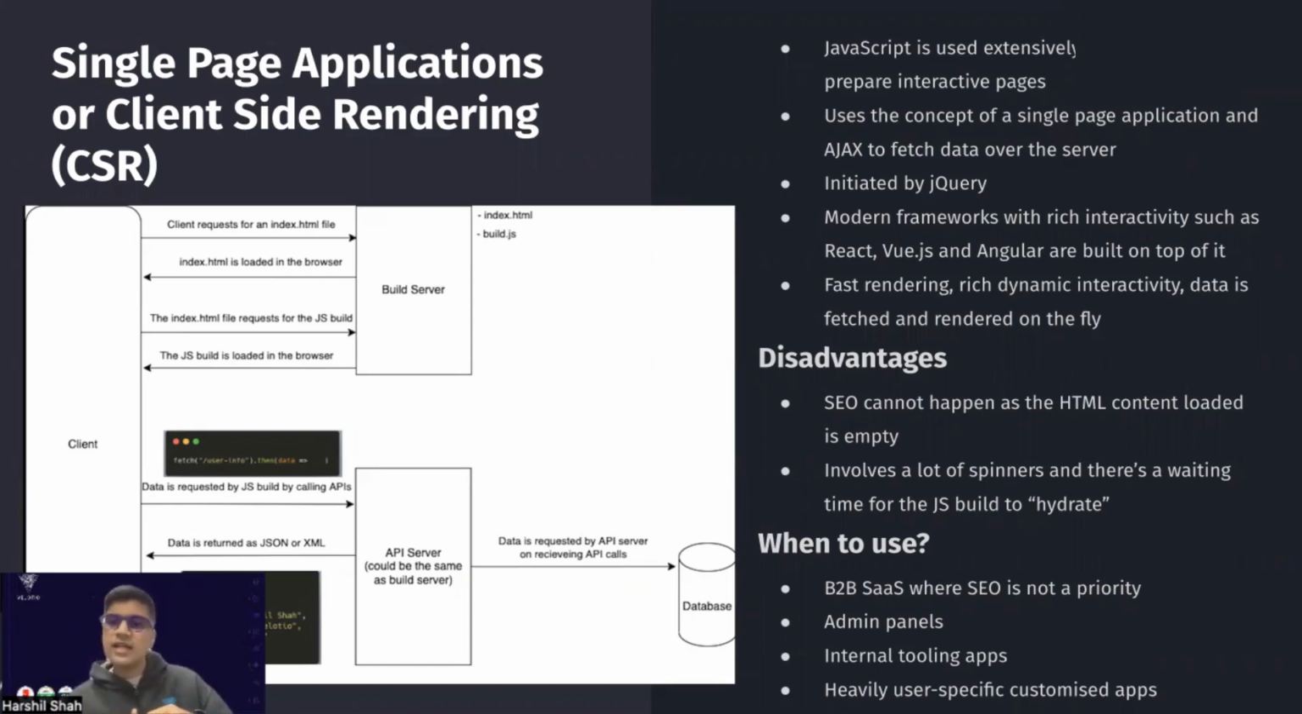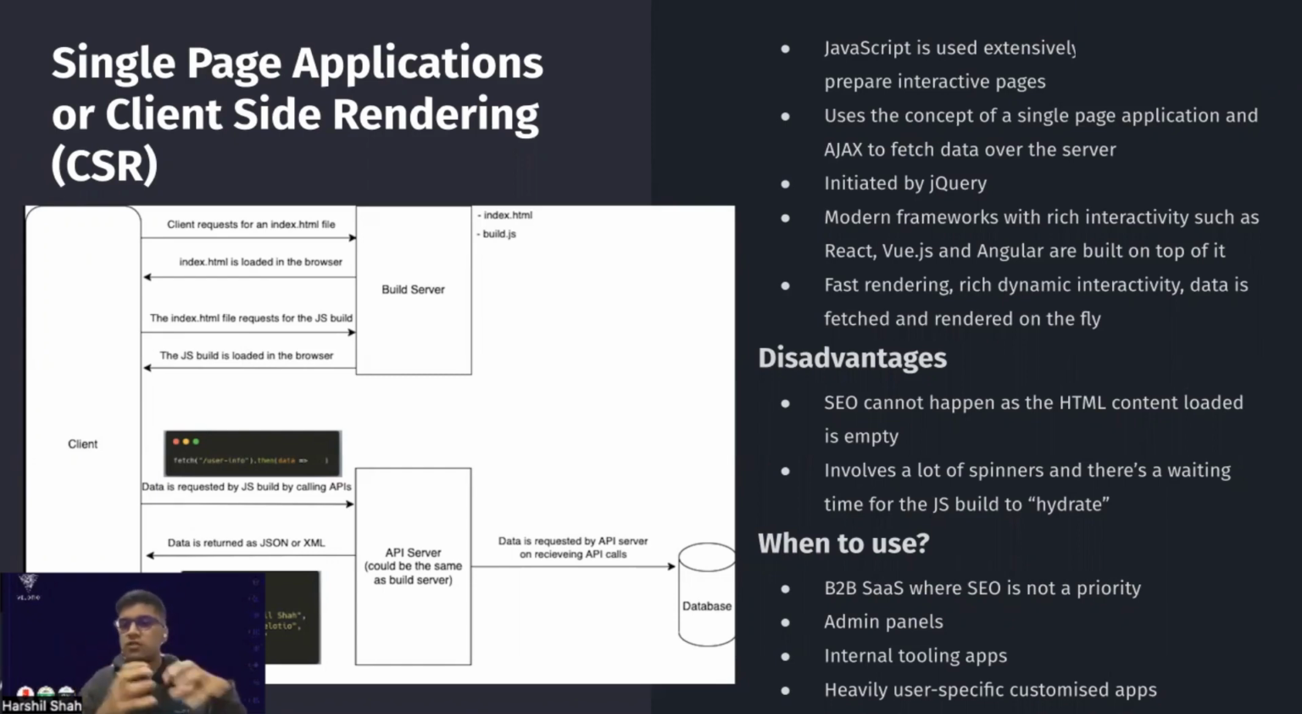So how this worked is that there are two types of servers. There's a build server and an API server. They could be the same, they could be different, which is another added advantage. What the build server did is that the browser will request a plain index.html file, and then within that index.html file, the entire JavaScript build, which is responsible for the rendering of the entire application, is loaded as a build.js file into the client.